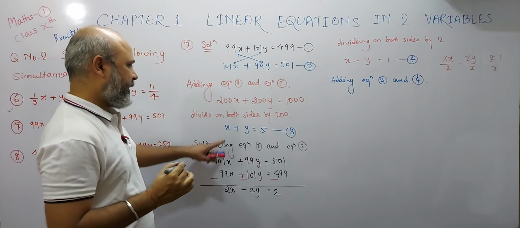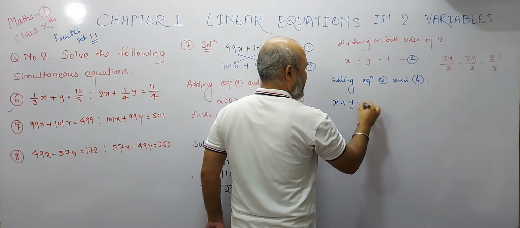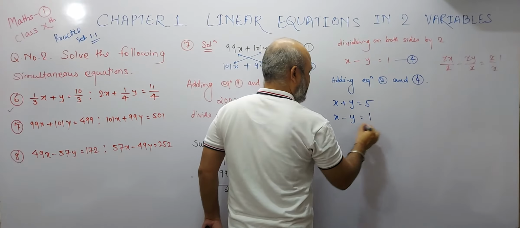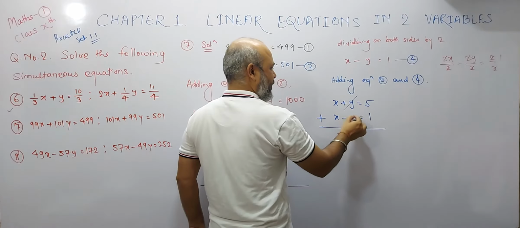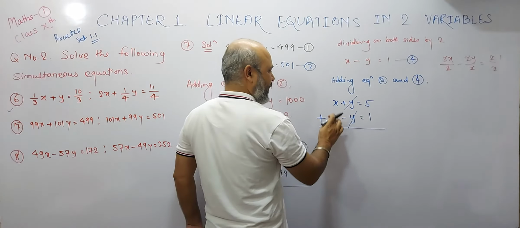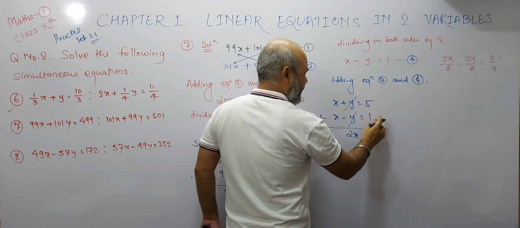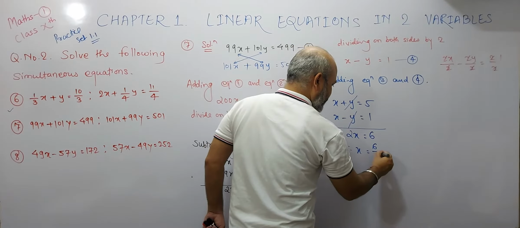So what is equation 3? X plus y is equal to 5. And equation 4 is x minus y is equal to 1. When you add equation 3 and 4, the plus y and minus y will cancel out. 1x plus 1x will be 2x. 2x is equal to what? 5 plus 1, 6. And therefore you get x is equal to 6 upon 2.